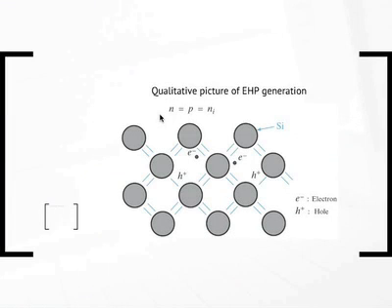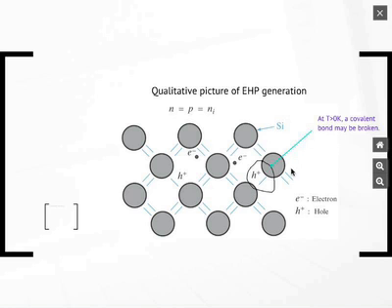The quantitative picture of electron-hole pair generation is fairly straightforward. All it means is that, let's say, we have a bond here that has been broken, which means that the electron has been kicked out from the valence band into the conduction band, or in other words, it has gained enough thermal energy to break the bond and go away and travel. Okay? At T equals 0 Kelvin, a covalent bond may be broken.